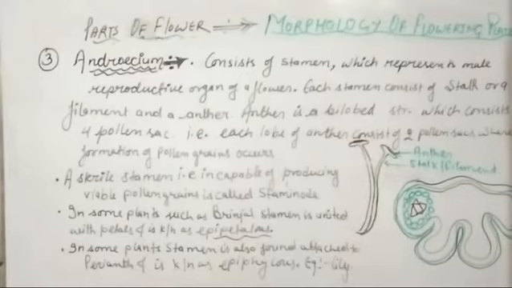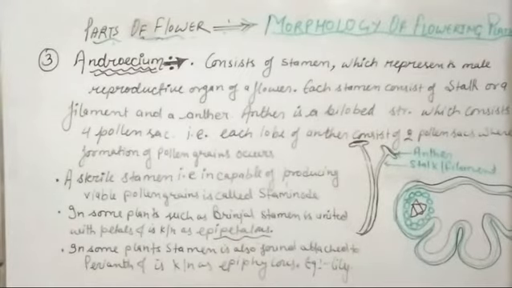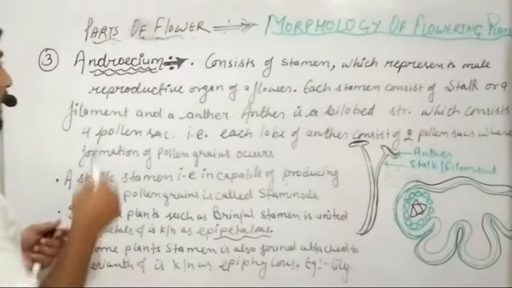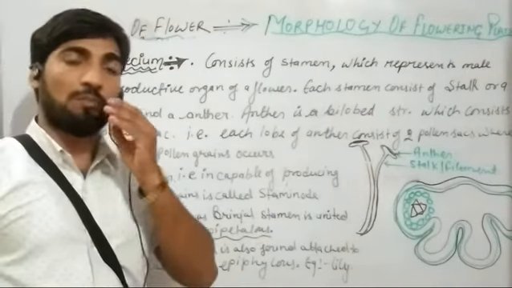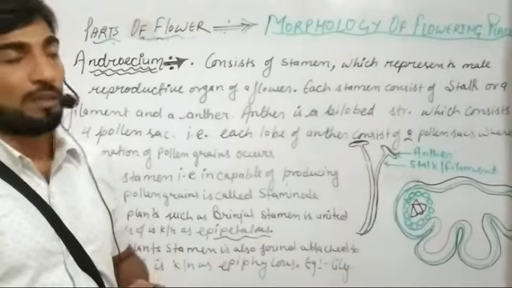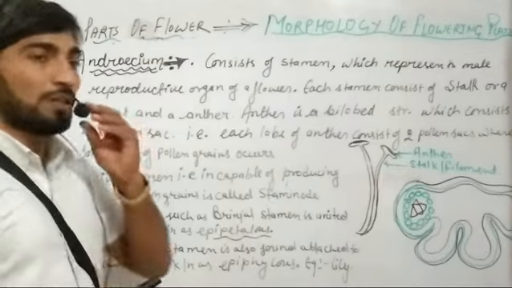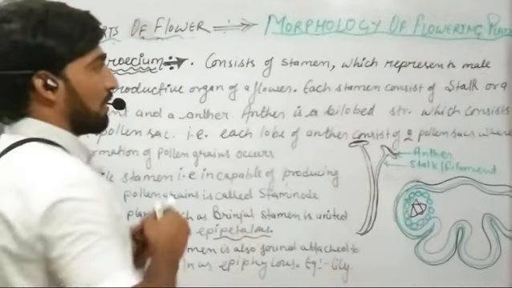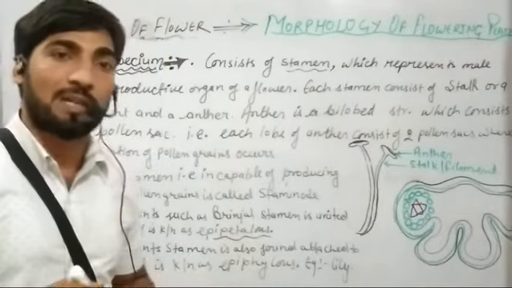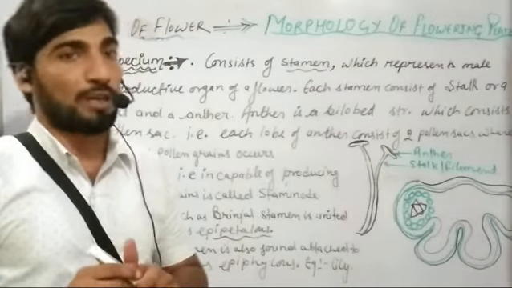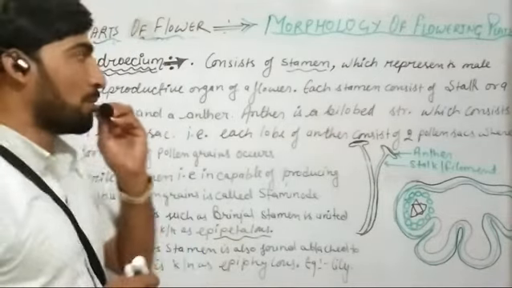Now, our next floral part, the third floral part, is androecium. This androecium is the male reproductive part of a flower, and it is also known as stamen. That is, androecium consists of stamens, and these stamens represent the male reproductive organs of a flower.